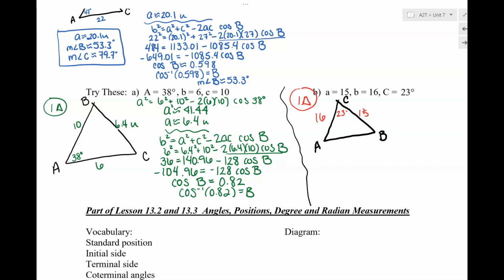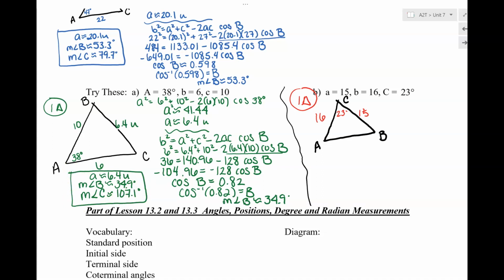So whether you have to touch your cosine button twice, or if you have to do the second function, you should get that the measure of angle B is approximately 34.9 degrees. Okay, yay! So little a is approximately 6.4 units. The measure of angle B is approximately 34.9 degrees. And if I take 180 and I subtract the sum of the two angles that I have so far, I'm going to get that the measure of angle C is approximately 107.1. Obviously, my triangle is not drawn to scale.